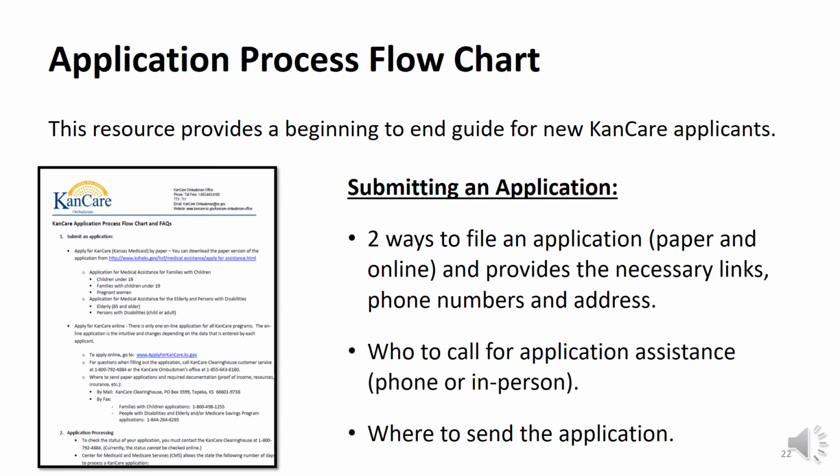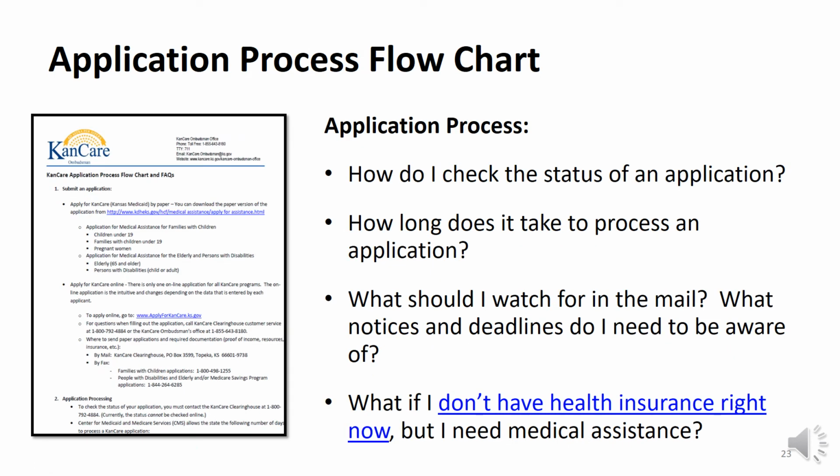The application process flowchart is the third document in the Application Assistance Guide. This resource provides a beginning to end guide for new KanCare applicants. The types of questions it will cover are the 2 ways to file an application, and it provides the necessary links, phone numbers, and addresses. It has who to call for application assistance, both by phone or in person, and where to send your application.